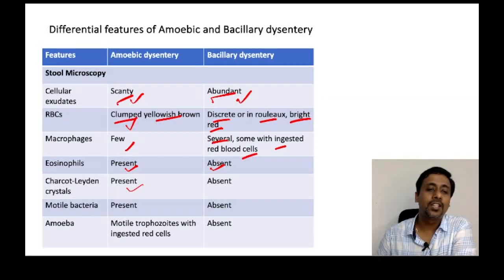And obviously motile bacteria will be present as usual in amoebic dysentery because it will not affect the normal flora, whereas in Shigella dysentery or bacillary dysentery, the normal flora will be altered and most of the flora of the intestine will be Shigella species, which is a non-motile species. So motile bacteria will be absent in bacillary dysentery. And obviously you can find amoebae only in amoebic dysentery, and there are no amoebae in bacillary dysentery.